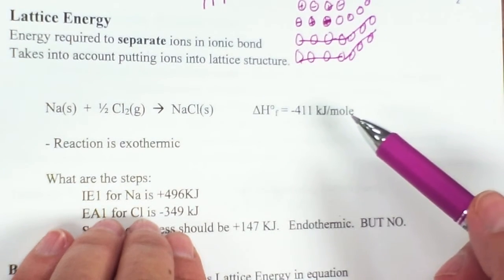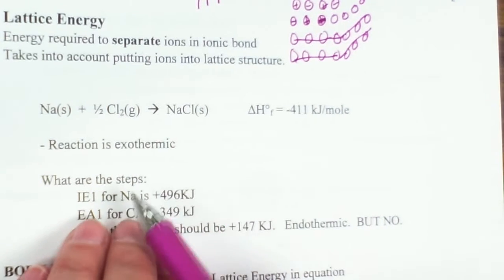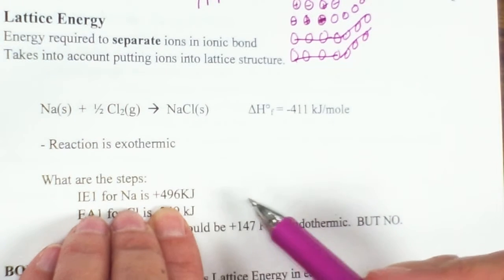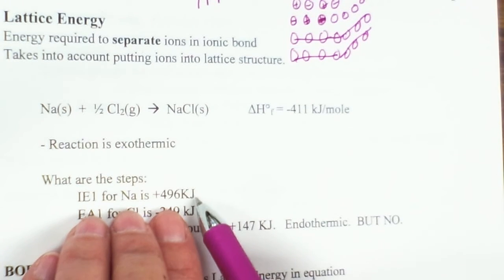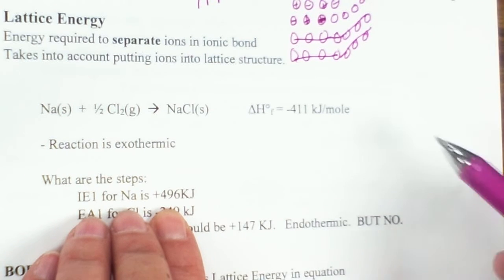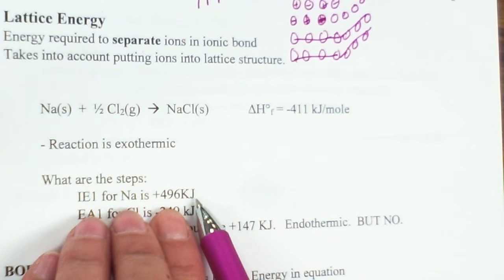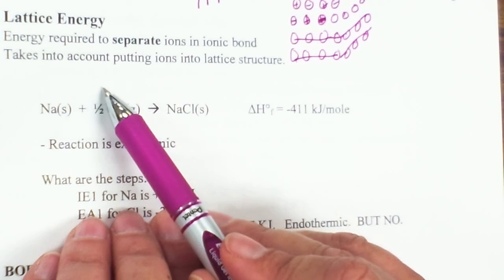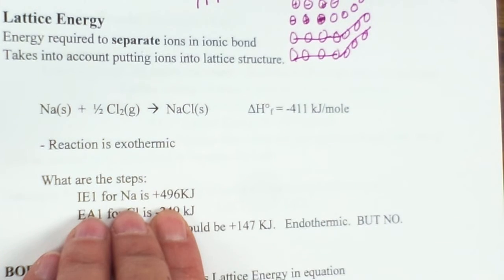How would this work? So first, the ionization energy for sodium, pulling off the electron from sodium, because we got to make it into an ion first because it's sitting there as a metal, isn't it? So we're going to pull off the electron. That's positive 496. Wait, so we have to add energy in. Yes, we're going to add 496 kilojoules in to pull the electron off of sodium. Okay, that sounds good, right?